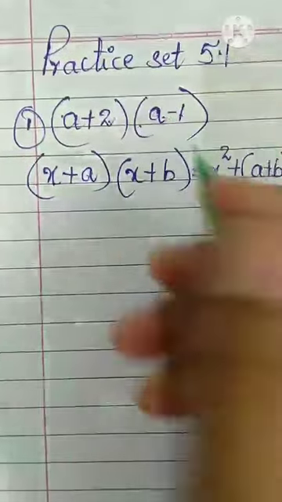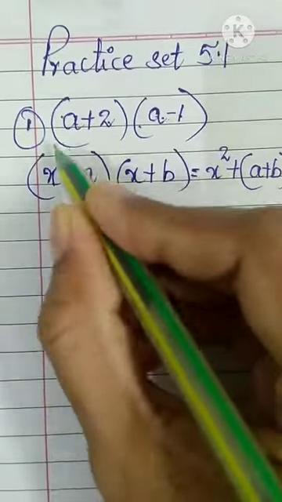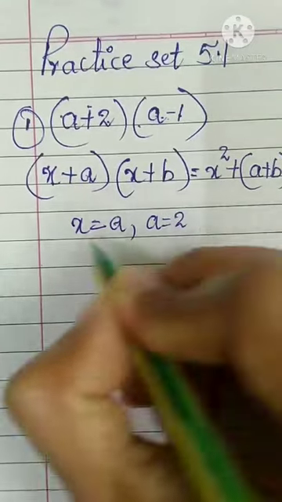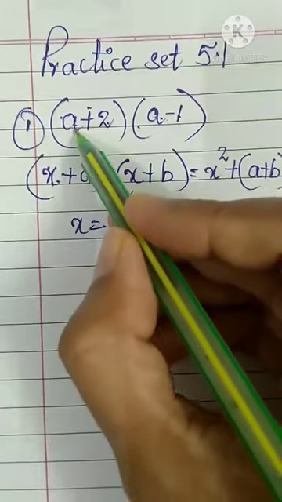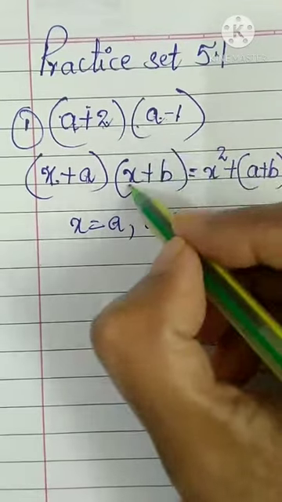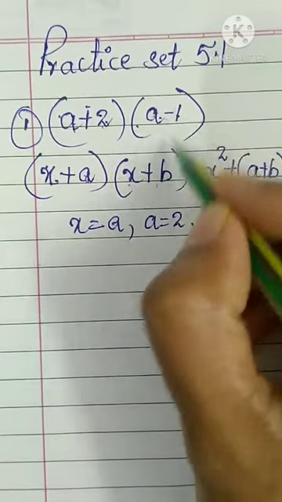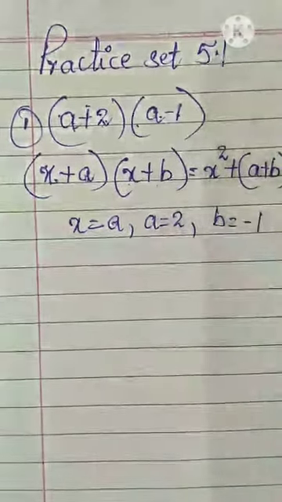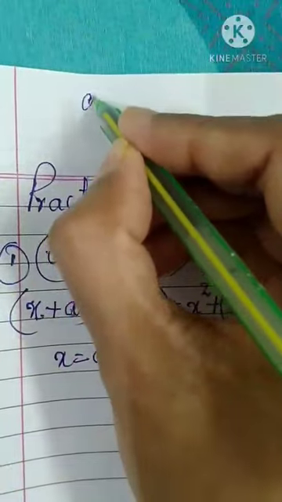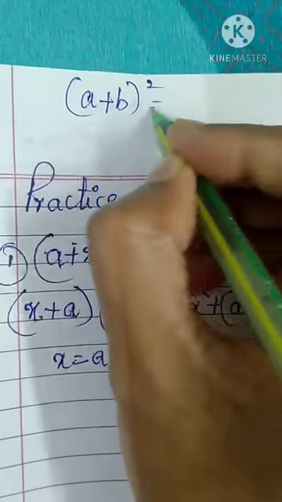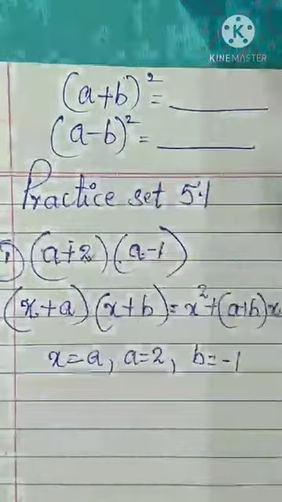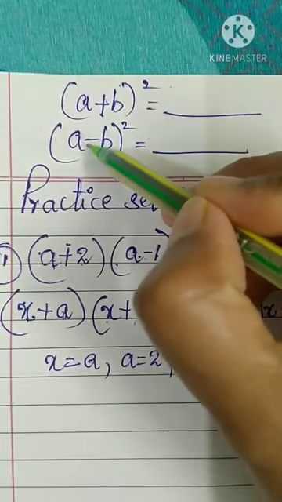Now compare with the question. X will be A and A will be 2. If you write this way, you will never go wrong. X is A, correct, no? What is B? B is minus 1. You have to consider the sign here. In the beginning also I told you, in the previous formula which you learnt, we had A plus B the whole square one formula and A minus B the whole square one formula. Already we have two different formulas when the sign is plus and when the sign is minus.